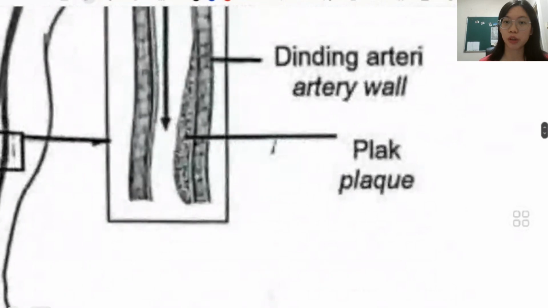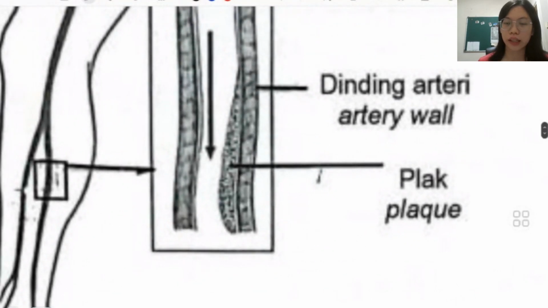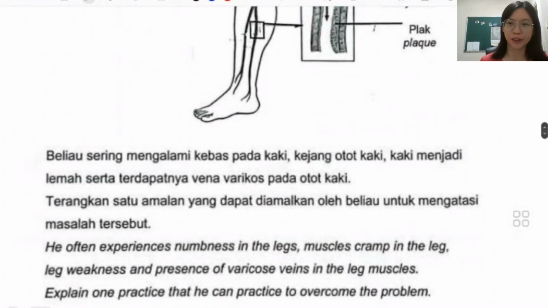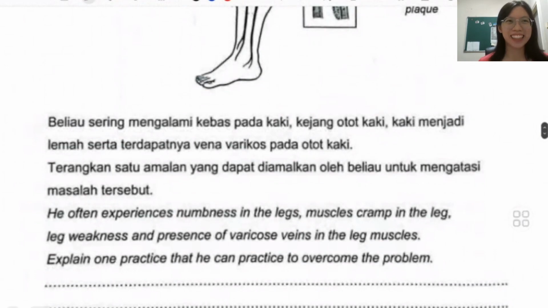individual. If you observe properly, there is a plaque deposit on the inner wall of the artery. They have been using this picture for a long time already. I've seen it since KBSM. He often experiences numbness in the legs, muscle cramp, leg weakness, and presence of varicose veins in the leg muscle. Explain one practice he can practice to overcome the problem.